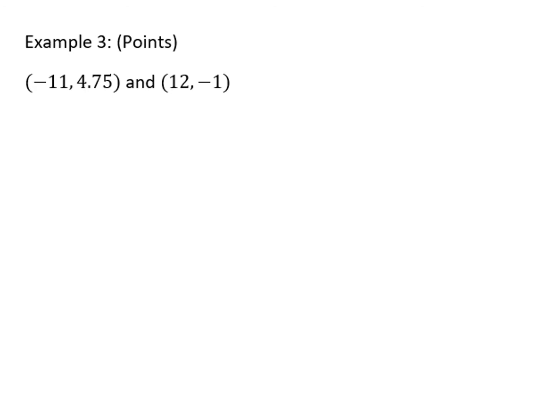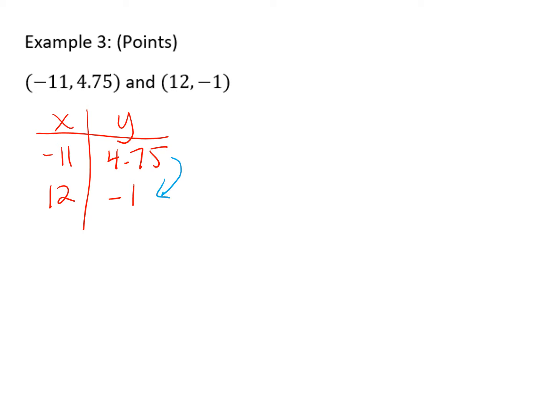I don't have graph paper for this one. Also, there's a decimal, so I don't think graphing would be very beneficial. So I'm going to make a table out of these. So I have -11, 4.75, and 12, -1. And so if we look at our change here, our y values are getting smaller, and that would be by -5.75.